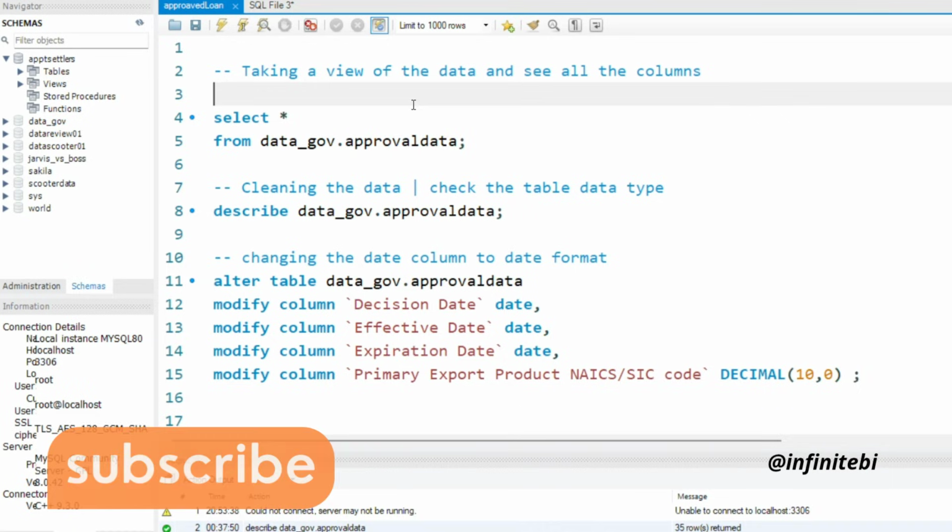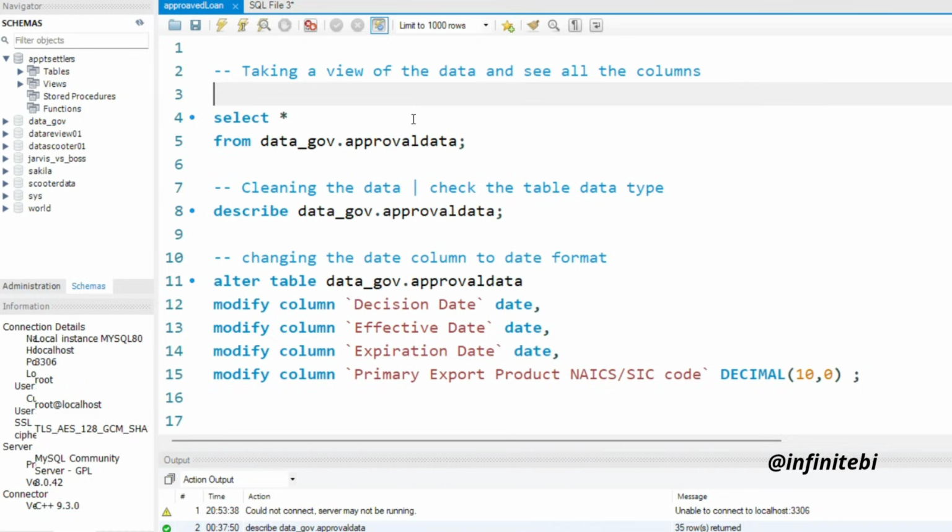The first thing I did, and I usually do that, is select and get all the data, especially if I don't know all the columns, so I can see what I'm working with. I also run DESCRIBE on the data, the gov approval data, which is the name of the table. That gives me a list of the columns and the data types. That's important if you don't know the data. Like this one, I didn't know the format, so that's why I use it. I'm going to run it so you can see.